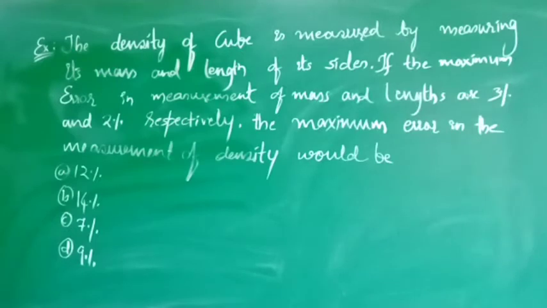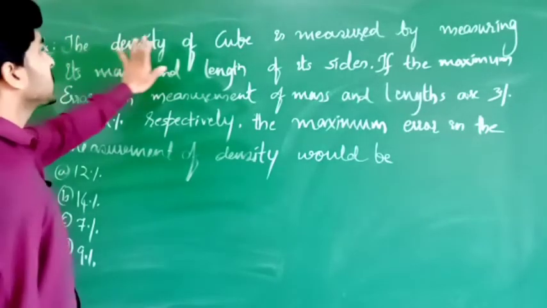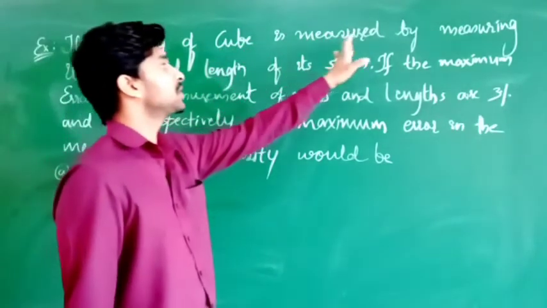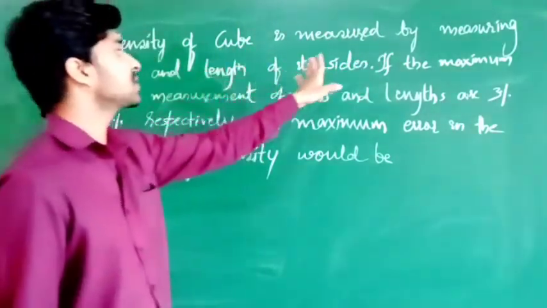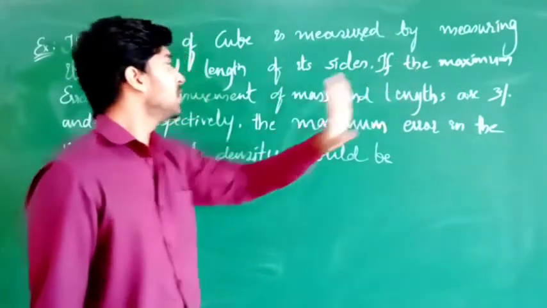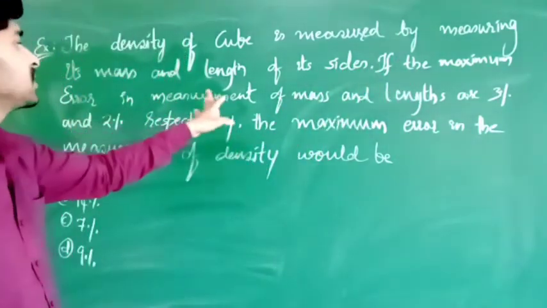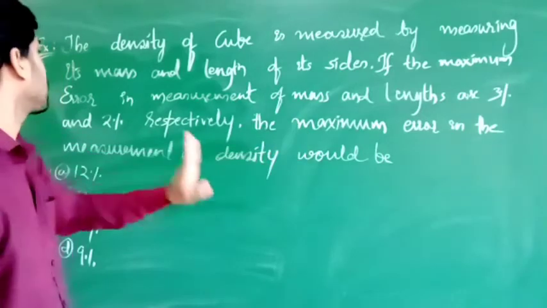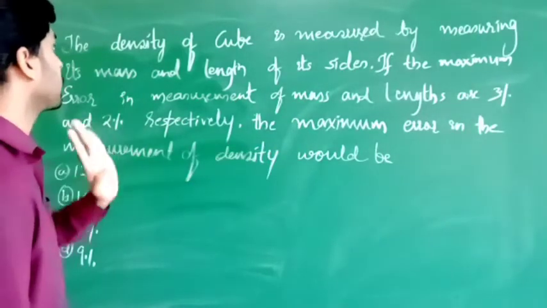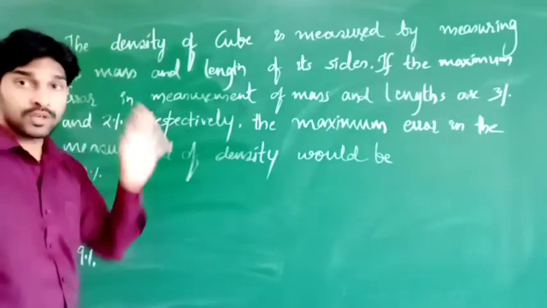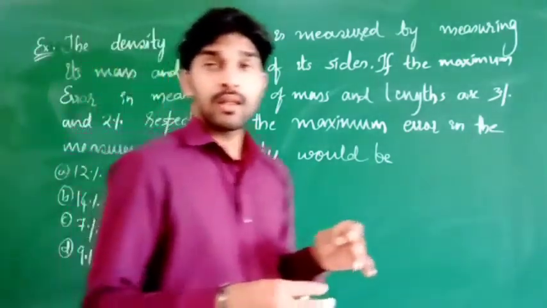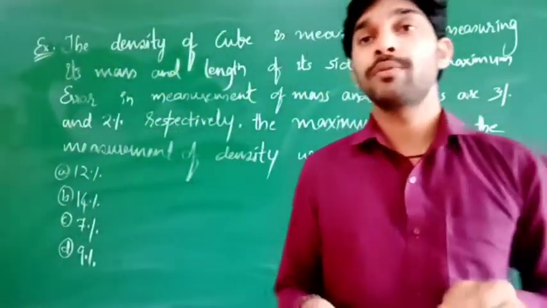Okay? So now come to next question. The density of cube is measured by measuring its mass and length of its sides. Clear? If the maximum error in measurement of mass and length are 3% and 2% respectively. So what they are giving means, first of all they are taking a cube. Okay? The density of cube they are going to measure.